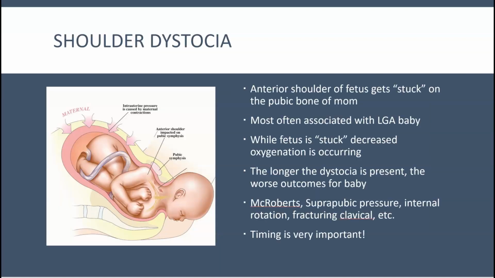The next complication is shoulder dystocia. You're also going to do a simulation on this complication. What happens in a shoulder dystocia is the anterior shoulder of baby gets stuck on mom's pubic bone. This is most often occurring with an LGA baby, so bigger babies, which means our risk factors for shoulder dystocia include moms who have diabetes, obese moms because they typically have larger babies, grand multiparity, or a mom that has had a shoulder dystocia before.